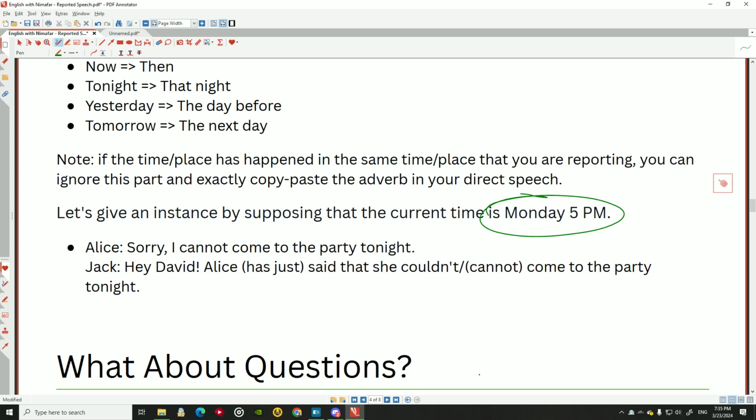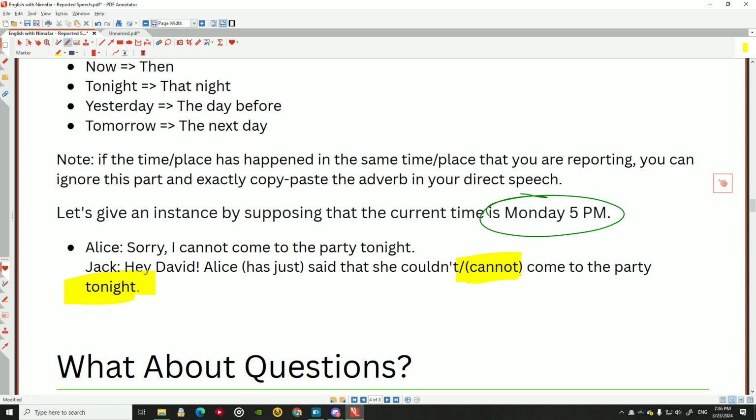Alice says it herself. Two minutes after that, Jack says, hey David, Alice said that she cannot come to the party tonight. You can also do it like that.